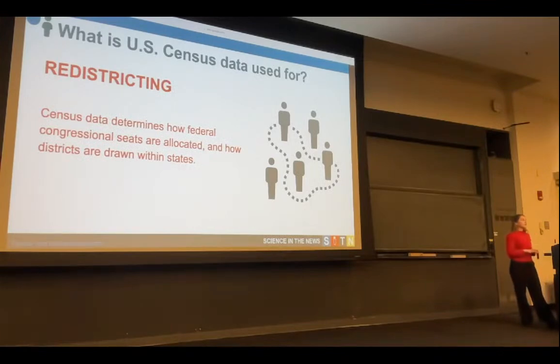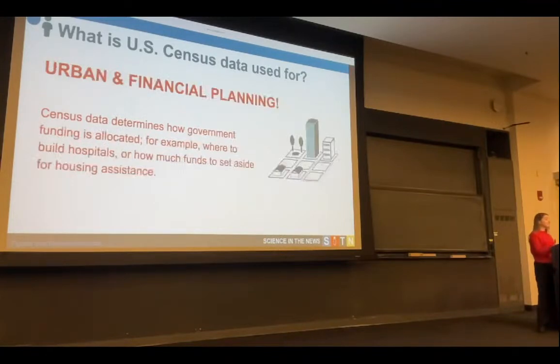And there are numerous important use cases for the decennial census, one of which is in redistricting. Redistricting is the process by which both federal congressional seats are allocated and districts within states are drawn. And these processes are both very heavily ingrained in the democratic process in the United States, so they're very important.